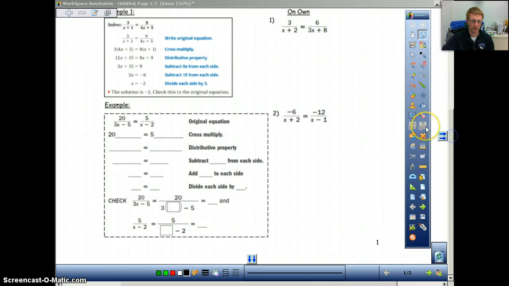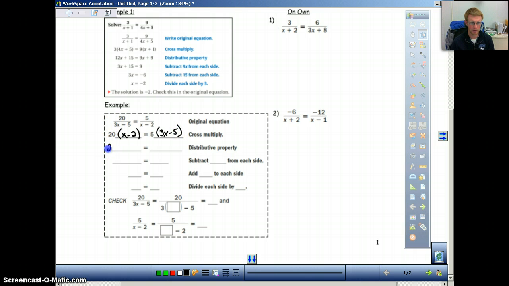So let's go through this example together right here. Same idea. So we do 20 times x minus 2. And understand, this is true for any type of rational functions or fractions. If you have one fraction on each side of the equal sign, then you can always cross multiply. Now, if we have more than a fraction, then we're not going to be able to do that. It has to be a single fraction on each side for you to be able to do this. So on this side, we have 5 times the quantity 3x minus 5. And then all we do is distribute. So we have 20x minus 40. This is 15x minus 25.